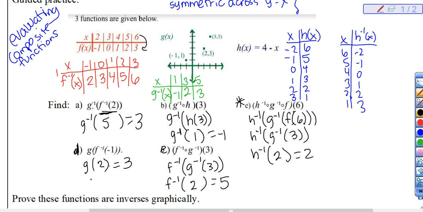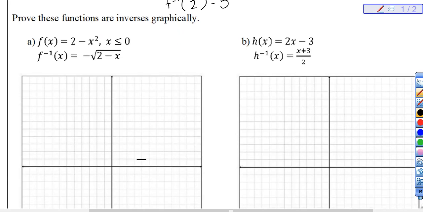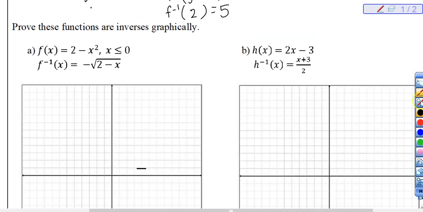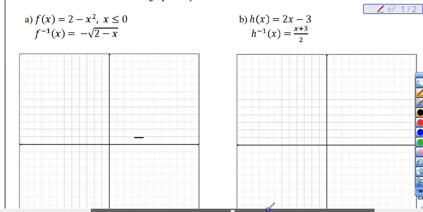Okay, next set of problems. Now we're going to go to actual graphs, and we're going to be proving that these 2 sets of problems are each part of the problem is an inverse of the other part. So let me just get my graph up here. All right, so we are going to be using that line test that I was talking about.